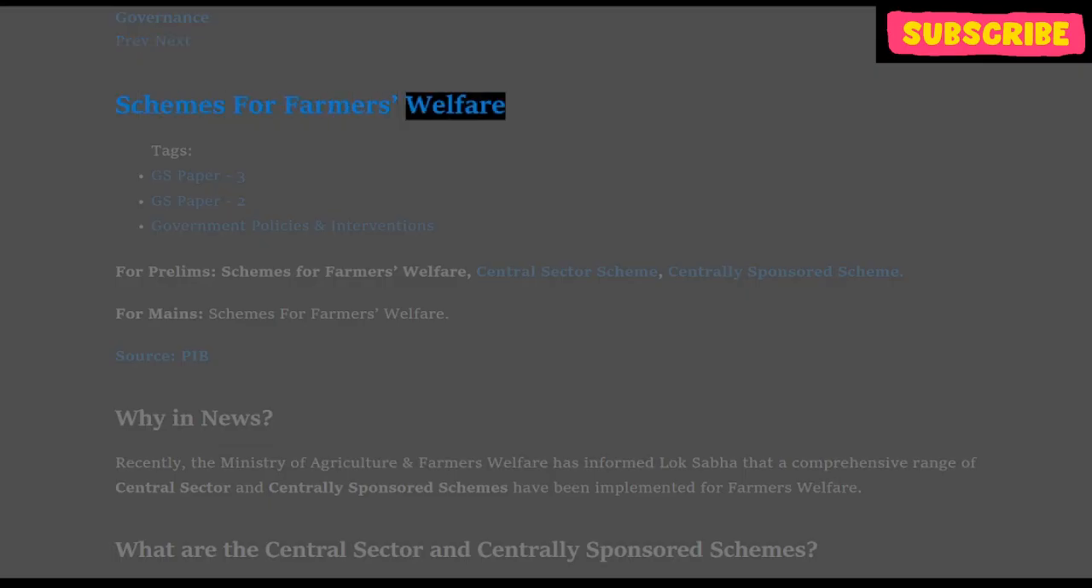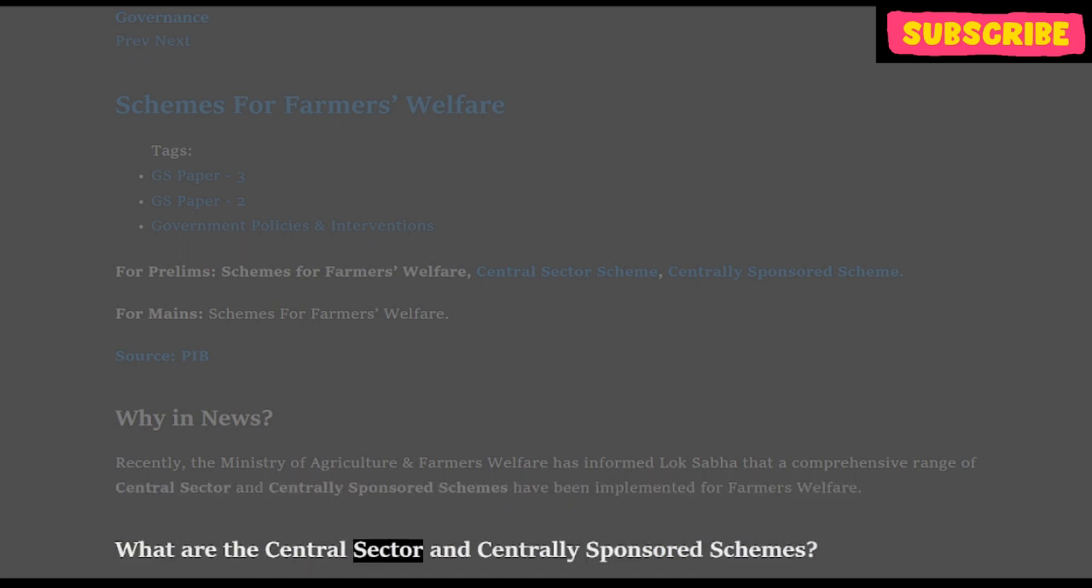Schemes for farmers' welfare. Why in news? Recently, the Ministry of Agriculture and Farmers' Welfare has informed Lok Sabha that a comprehensive range of central sector and centrally sponsored schemes have been implemented for farmers' welfare.